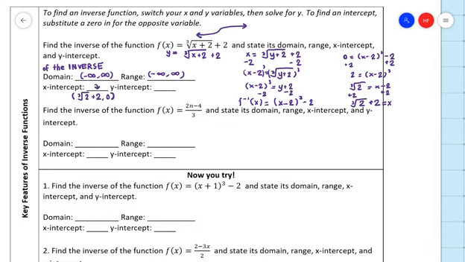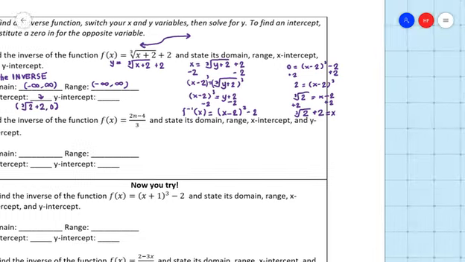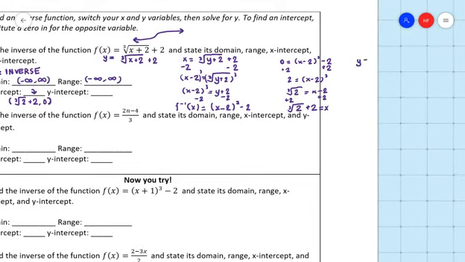And then my y-intercept I get by plugging in a 0 for x. So if I plug in a 0 for x, we have y equals (0 minus 2) cubed minus 2. 0 minus 2 is negative 2. Negative 2 cubed is negative 8. Negative 8 minus 2 is negative 10. So the y-intercept is 0, negative 10.